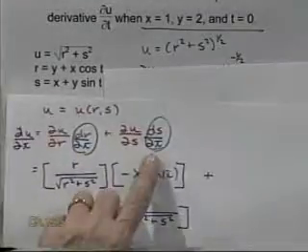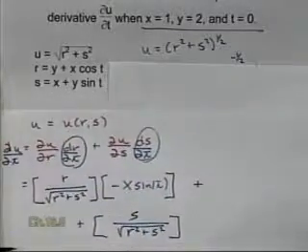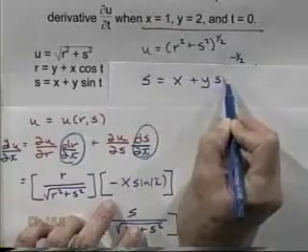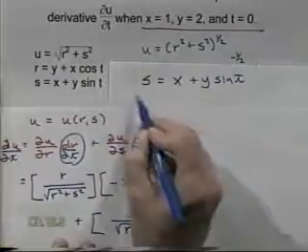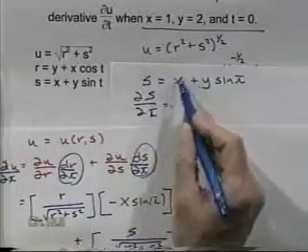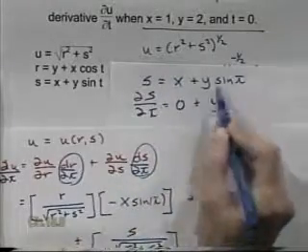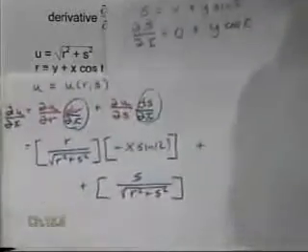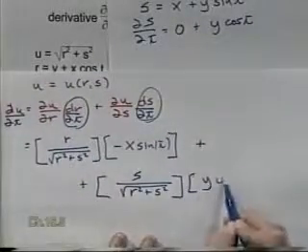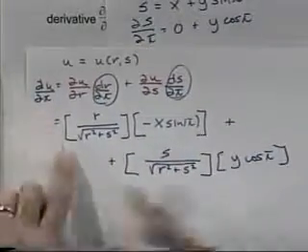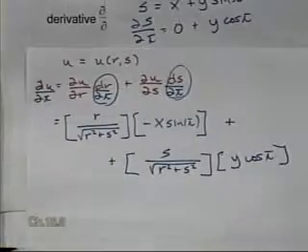And lastly, we've got to figure out the partial of s with respect to t. Again, s is equal to x plus y sine t. So the partial of s with respect to t, that would be 0, since this is a constant, plus the derivative of sine t, which is cosine t. So we just get y cosine t. So this is what our partial of u with respect to t looks like. Now we just have to plug in.